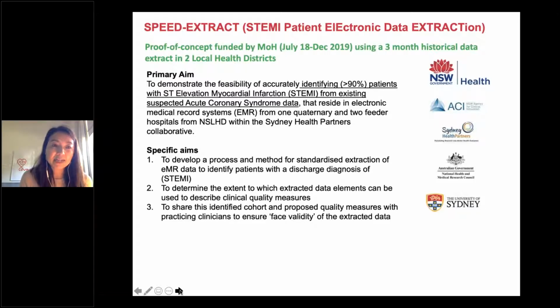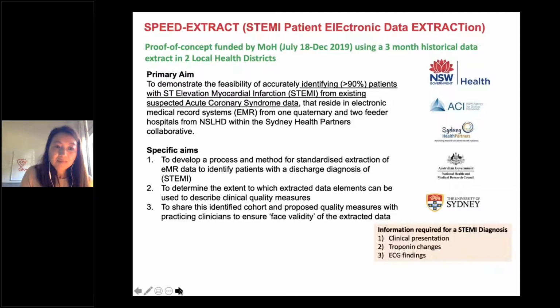And we also wanted to test the aim of whether we were able to use this extracted data to measure some clinical quality indicators. And pertinent to this presentation, the information that was required for a STEMI diagnosis is the clinical presentation, so the presenting symptoms, troponin changes through pathology results, and an ECG finding.